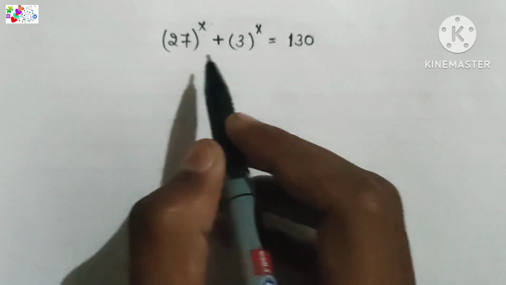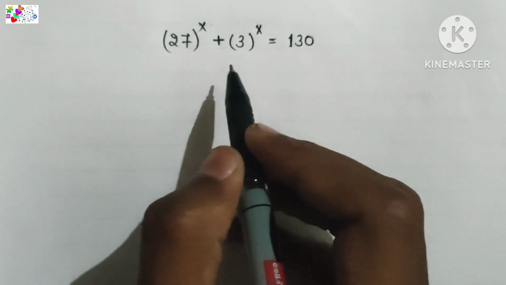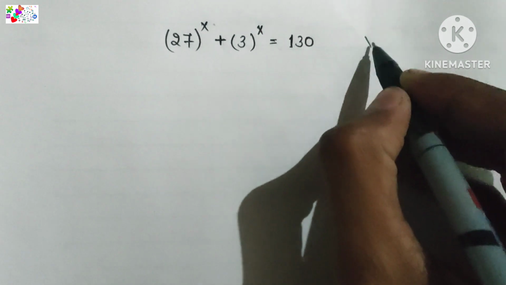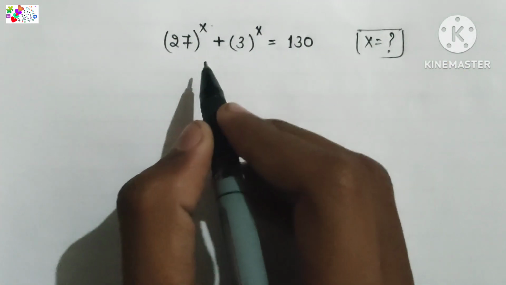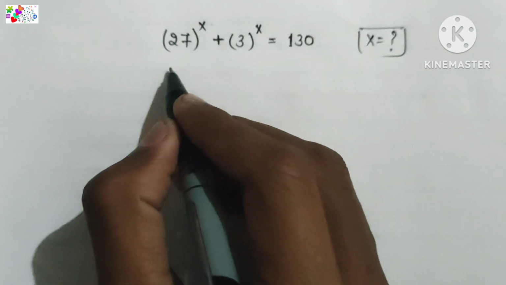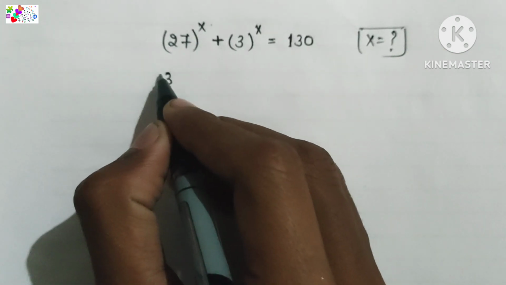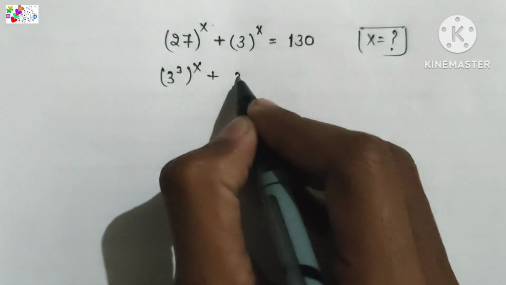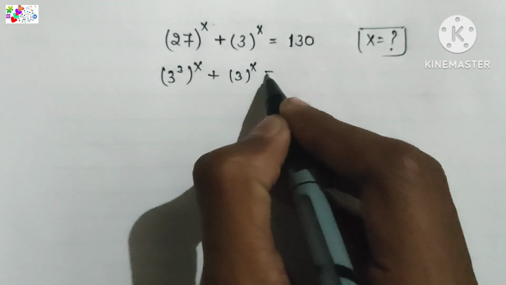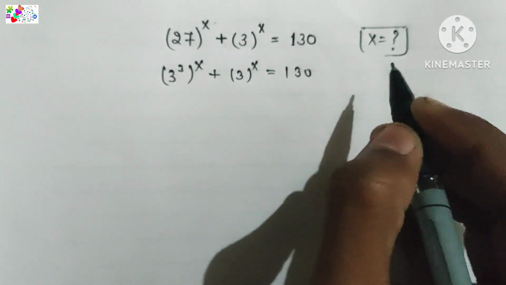In this video we will tackle this type of sum: how to find the x value. So let's start. I will write 27 as 3 to the power 3, and the whole raised to the power x, plus 3 to the power x, is equal to 130.